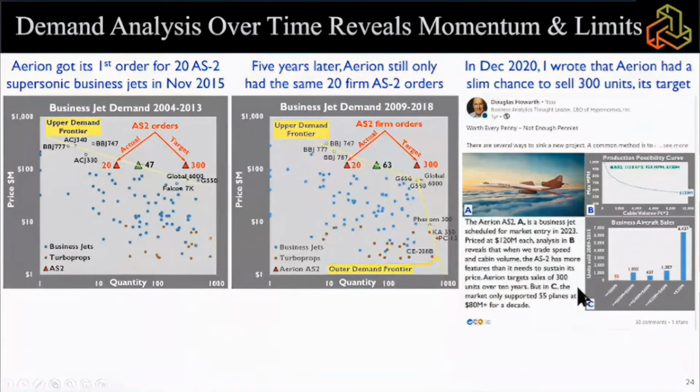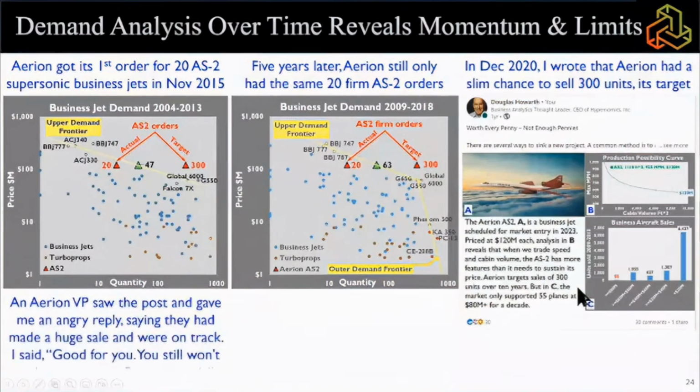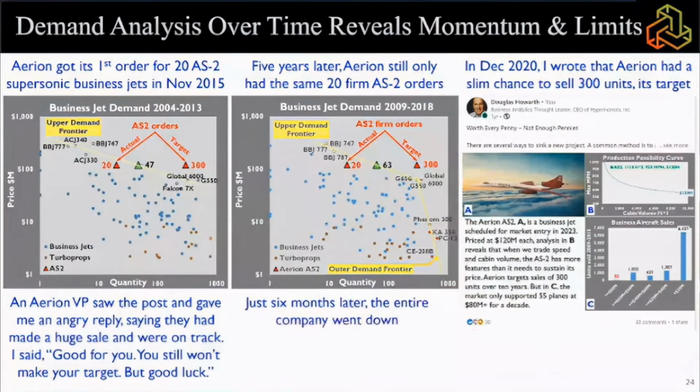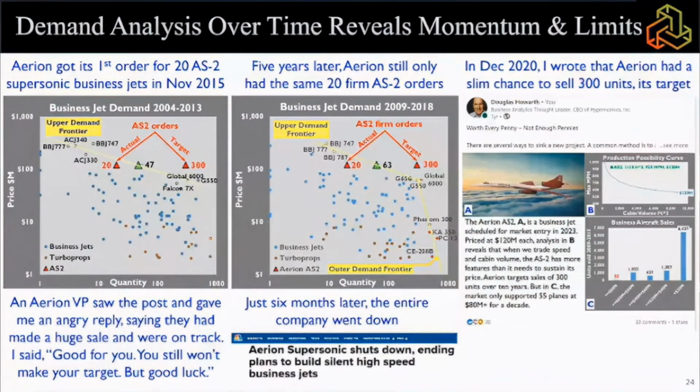So I wrote that little note to them, and then they had a VP there who saw the post, and he gave me a very angry reply saying that they had just made a huge sale and they were on track. And I said, good for you. You still won't make your target. Good luck. And 6 months later, they went into receivership. And they're not writing me anymore.